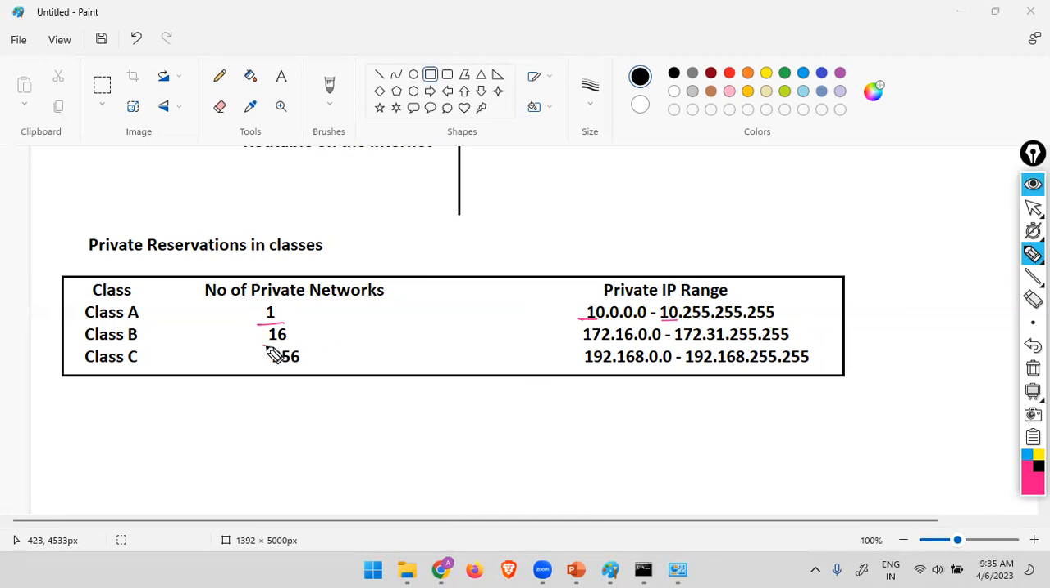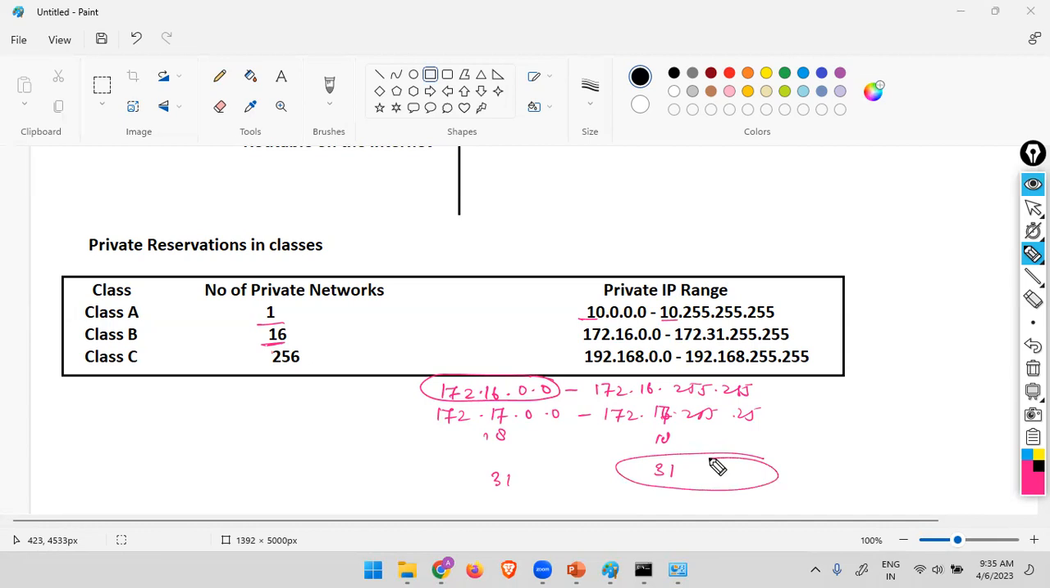In case of class B, I have to reserve how many networks? 16. So my first network will be 172.16.0.0 till 172.16.255.255, correct? Then this is one network. How many I have to reserve? 16. So my next network will be 172.17.0.0 till 172.17.255.255. The next will be 18. Then last will be. So I'm writing for the first IP and the last IP. This is how this thing is coming.